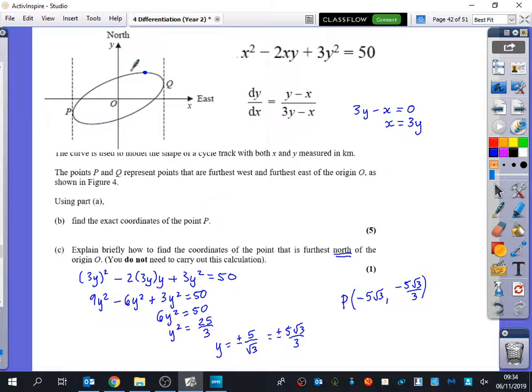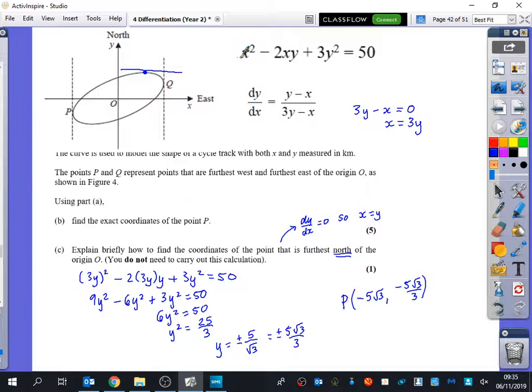Okay, so what would be our way of finding the point at the top? What's the gradient over here? The gradient here is 0. That would have been the easiest one to do. So all we would need to explain for this part is dy by dx equals 0. So what would be true from this? y minus x is 0, because remember it's the numerator that's important for when it's equal to 0. So you get x is equal to y. Then I would say substitute this into the equation and solve it to find the coordinates.